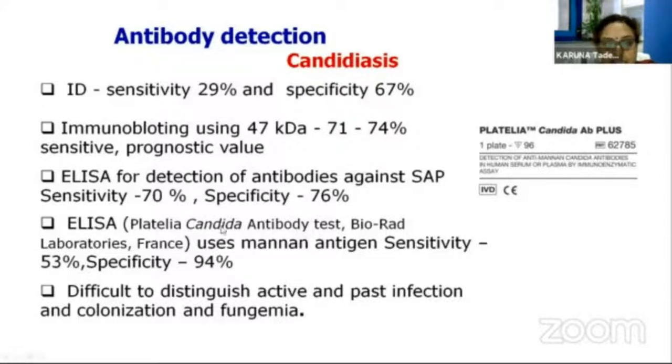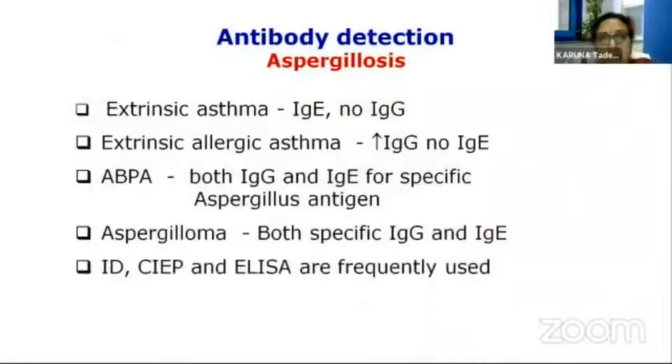So there is one Platelia Candida antibody test, which is available by Bio-Rad Laboratories. And this is based on ELISA, uses Mannan antigen, and sensitivity is 53%, but specificity is 94%. But in case of Candida, with antibody detection, it is difficult to distinguish between active and past infection, and also between colonization and fungemia.